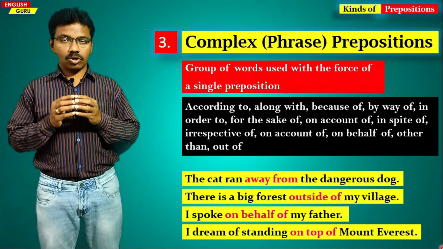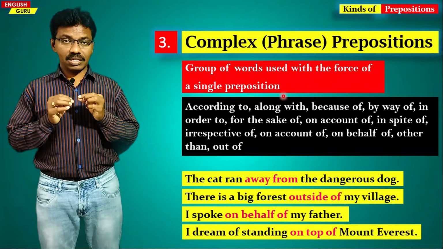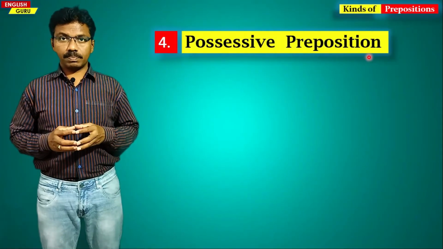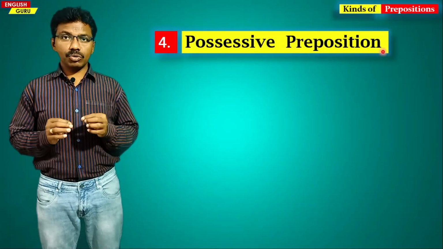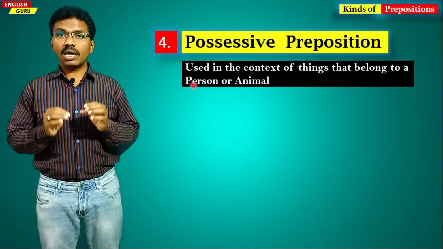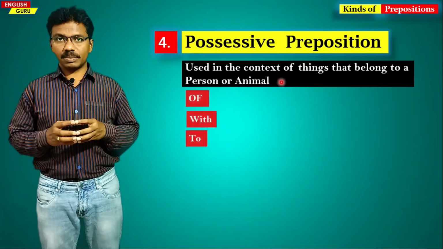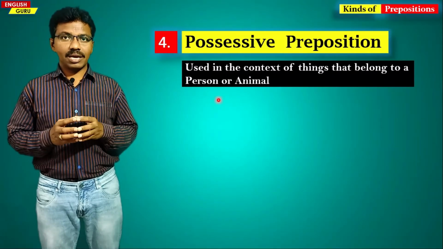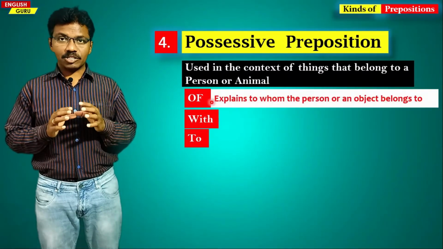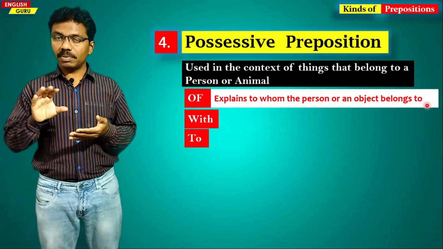Phrase or complex prepositions are used as a single preposition in a sentence. The fourth one is possessive prepositions. Possessive prepositions are used in the context of things that belong to a person or an animal. There are three possessive prepositions we can normally say. They are of, with, and to. The preposition of explains to whom the person or an object belongs.